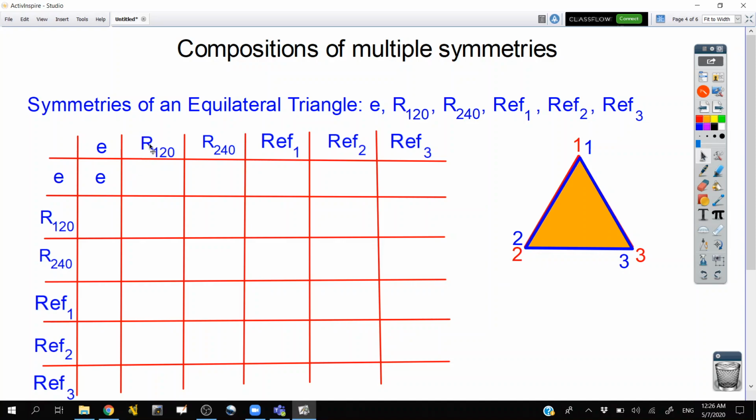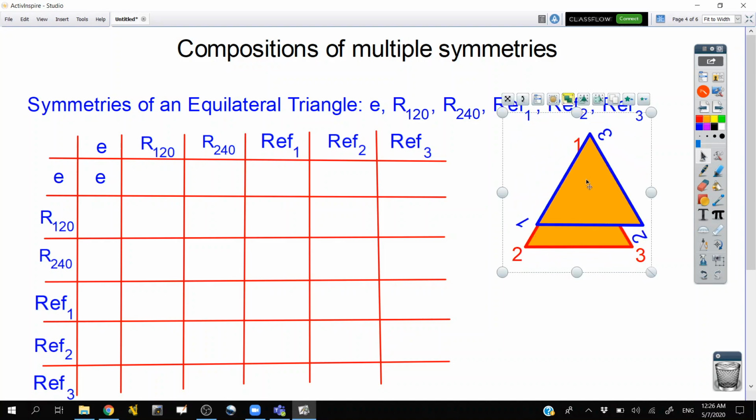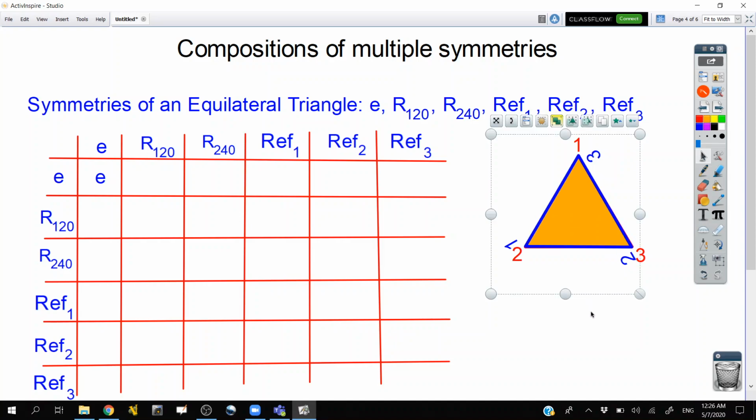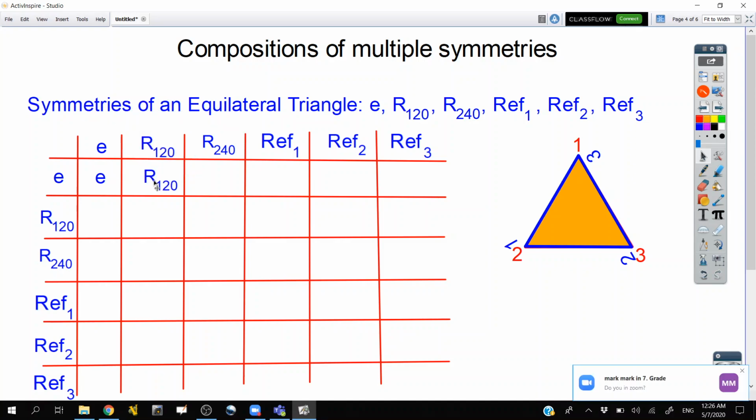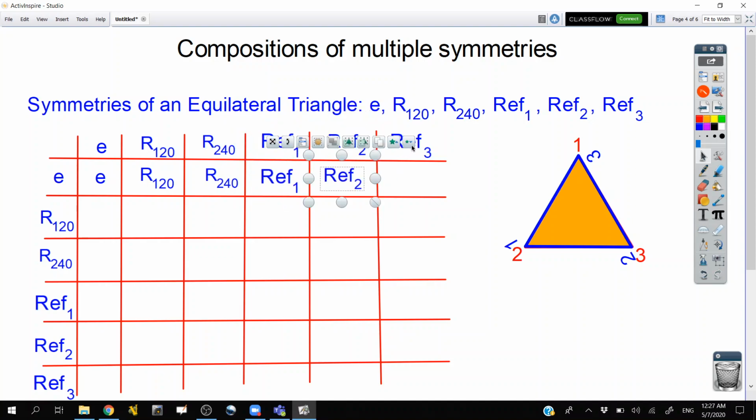Well, next I'm going to rotate 120 degrees, and then I'm going to do nothing and see what happens. If I rotate 120 degrees, the triangle maps onto itself, and then I do nothing. Well then all I've done is rotate 120 degrees. So I can just duplicate and throw this in there. Same way if I rotate 240, same thing if I do a reflection 1 and then do nothing. Reflection 2 and then do nothing. Reflection 3 and then do nothing.